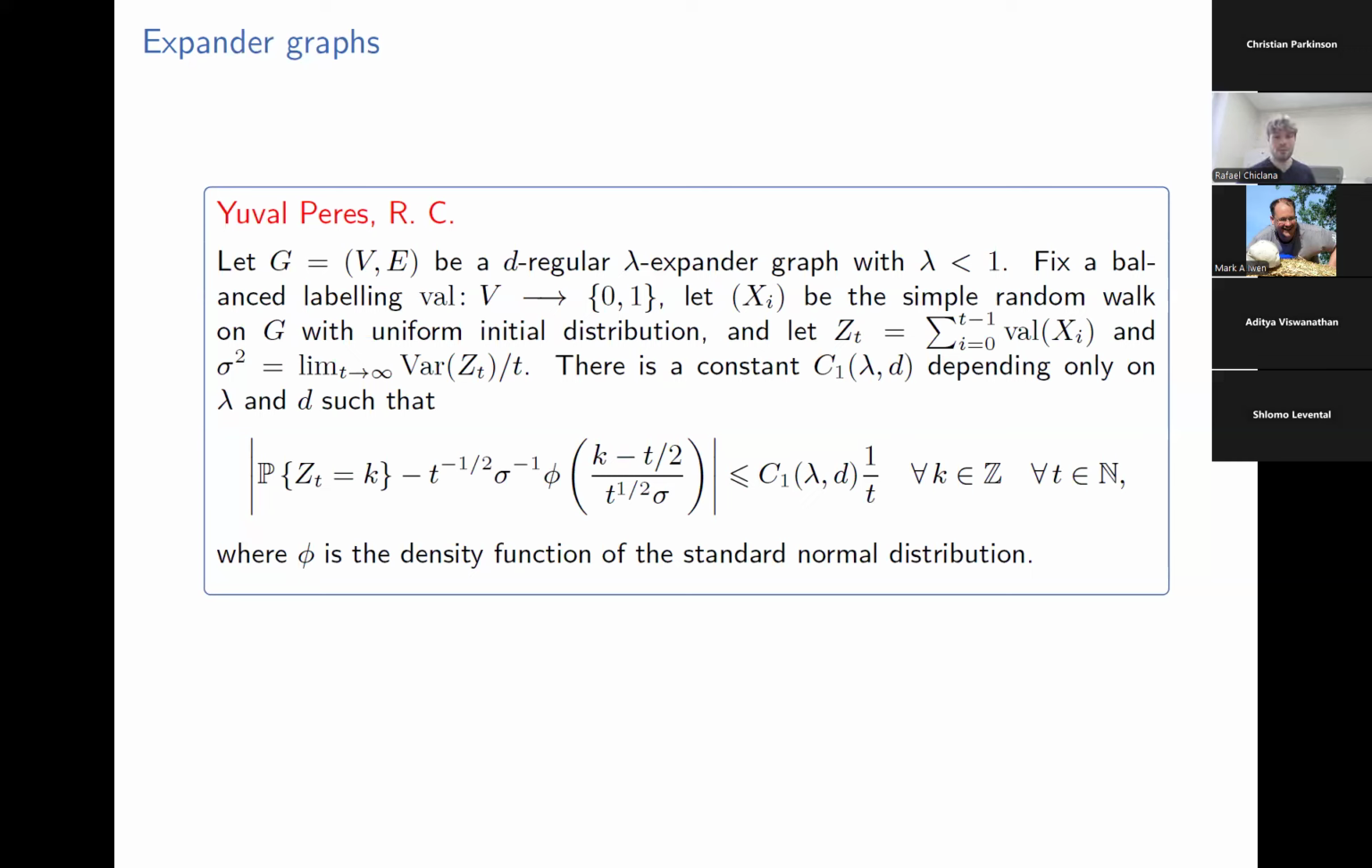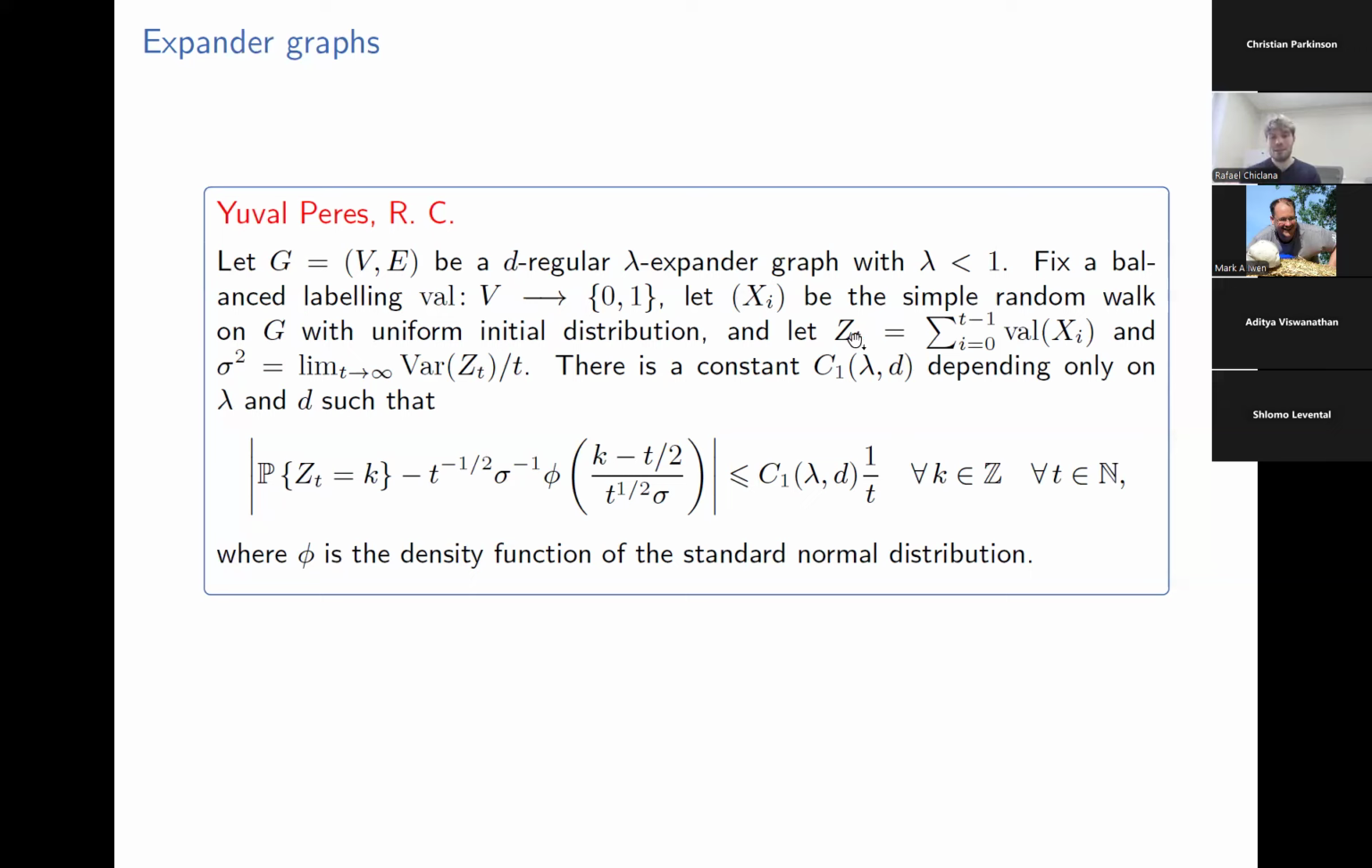So what this result is saying is that you have a d-regular graph. You assume that this graph is an expander. And now consider any labeling you want. So assign half of your vertices to 0, the other half to 1 in the way you want. And consider the simple random walk starting from a uniformly random vertex. Then consider our random variable, which is the sum of the labels of the simple random walk.